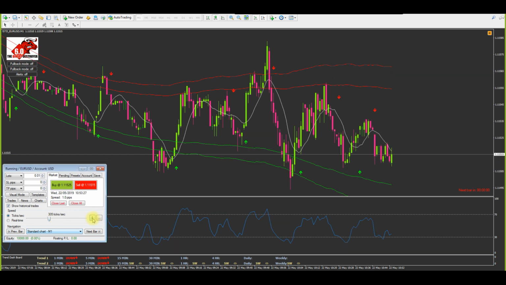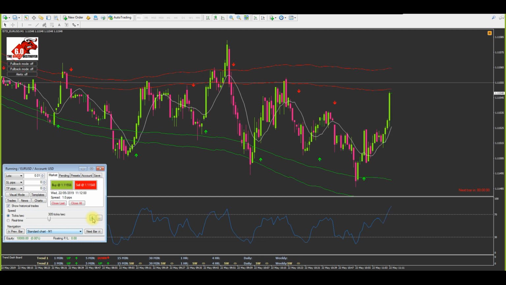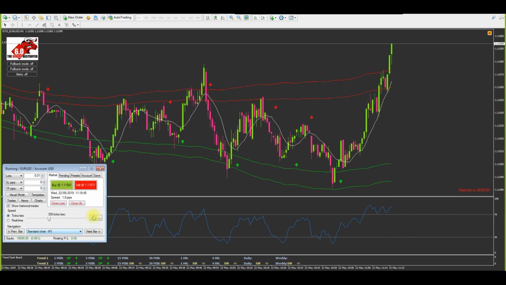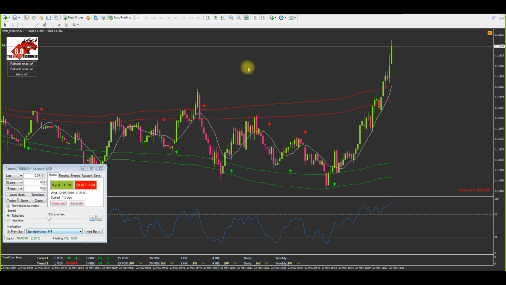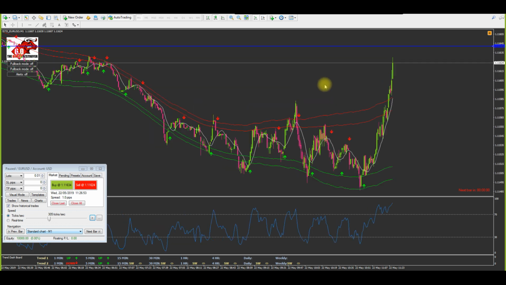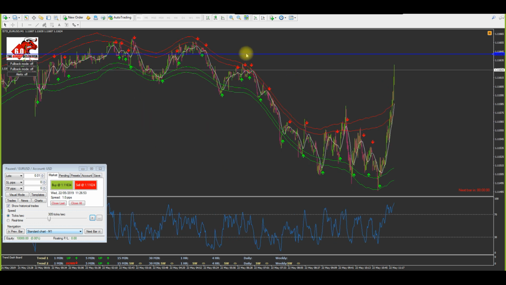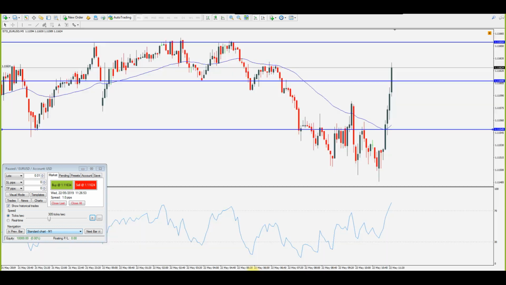Try and speed up a little bit. Okay, coming back up here. Okay, we broke previous support. That's a big push up. That's a big push up. Let's draw my support area. Where's the nearest support on this? I'm just going to draw the support on the 5 minutes.